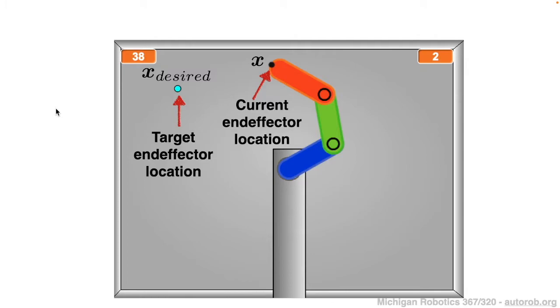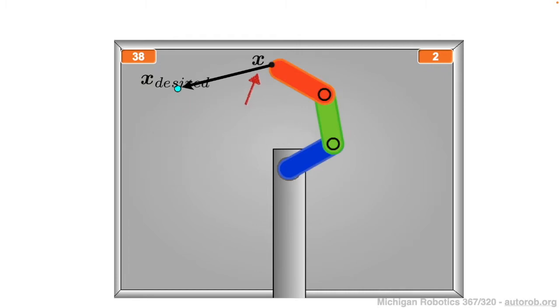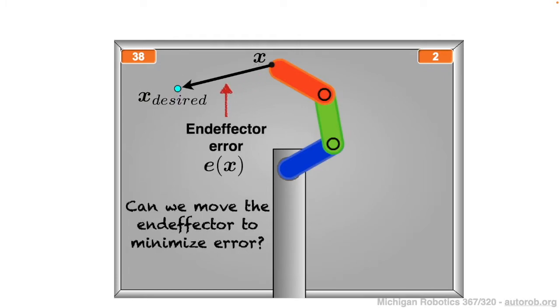And so the goal then that we can imagine is we want to move this end effector from its current position to the desired position. And at any given instant, if the end effector has not yet reached the desired target location, then we can think of there being some error with respect to this desired location. In other words, this difference between the end effector's current position and desired location can be thought of as an error that we want to minimize.